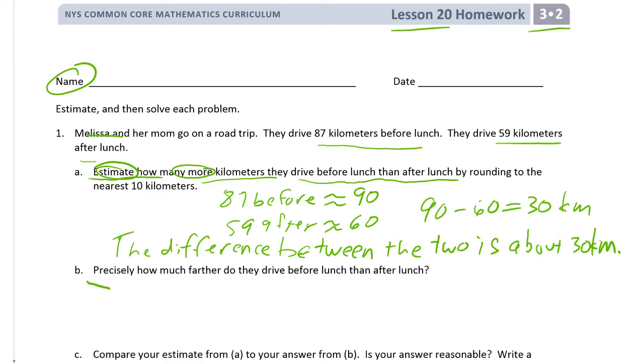Now you see the word precisely. So now we have to figure out exactly what it is. So that's 87 minus 59. And this would actually be easier to do mentally because 59 is almost 60. But we'll use the vertical method. We don't have enough ones, so we're going to have to break up one of those tens. It gives us 17 ones now, so 17 minus 9 is 8 ones. 7 tens minus 5 tens is 2 tens.